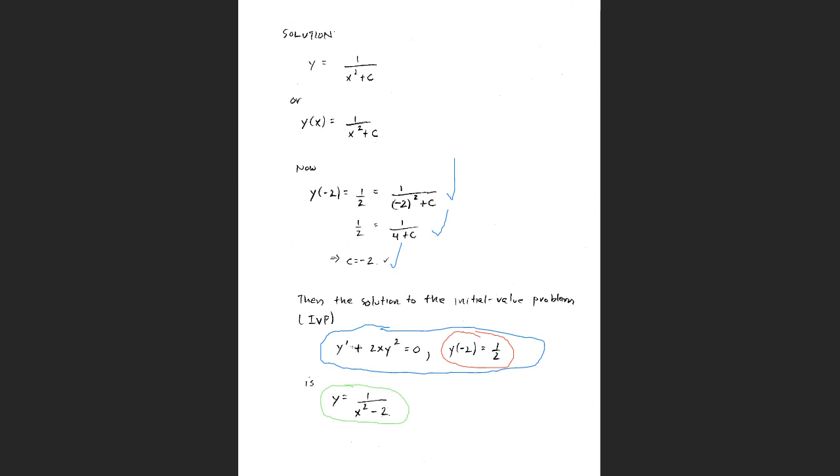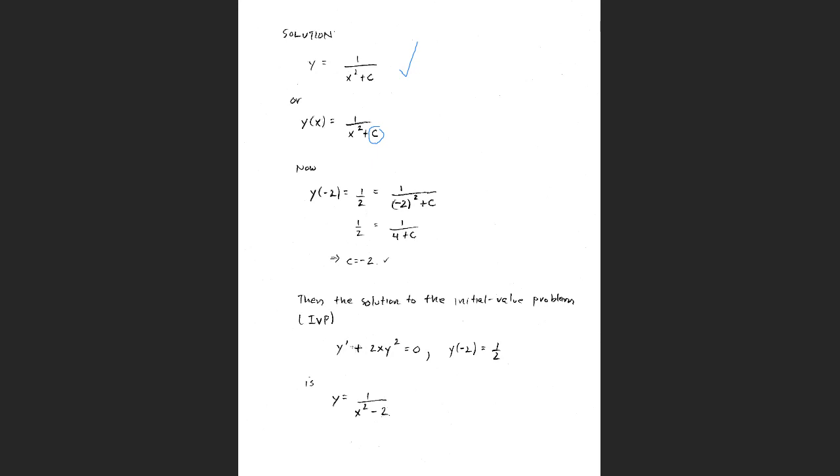Can you explain that again, please? Sure, sure. So we have a general solution to the differential equation, y equals 1 over x squared plus c. And now, by specifying an initial condition, we can solve for the parameter c.